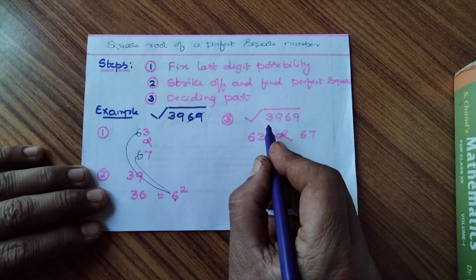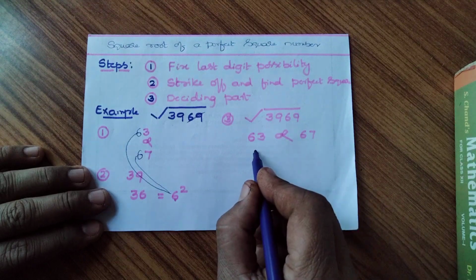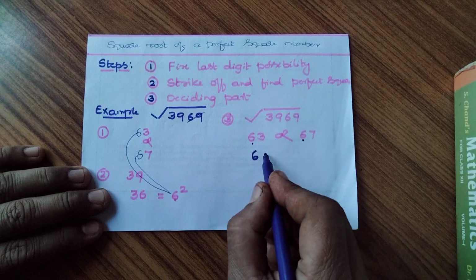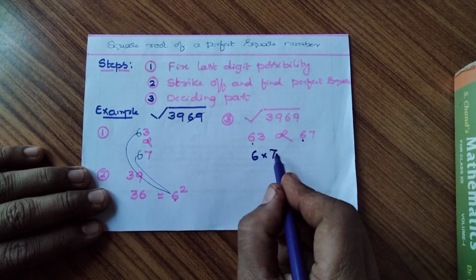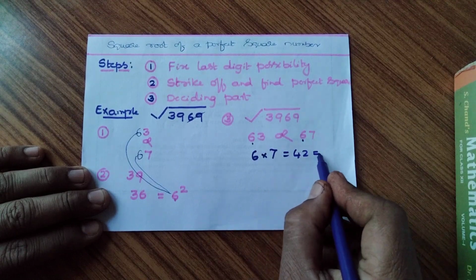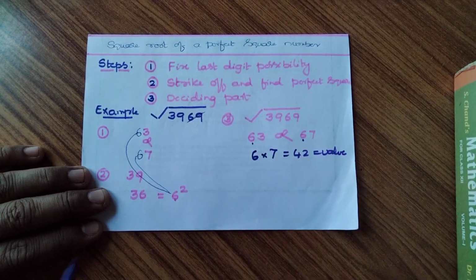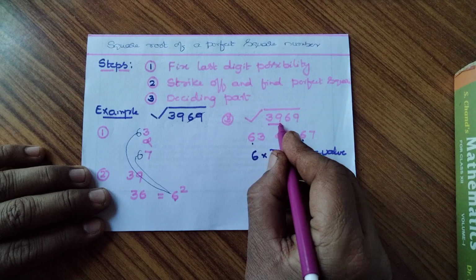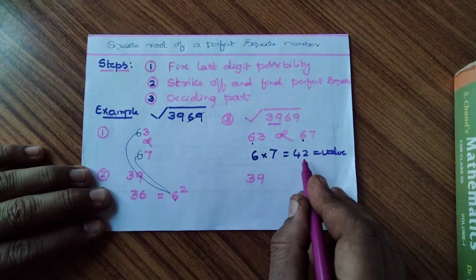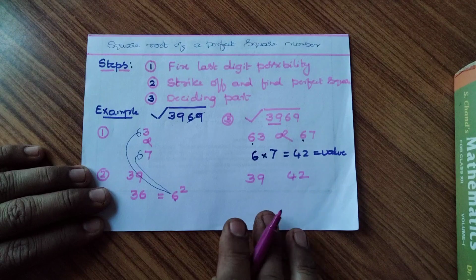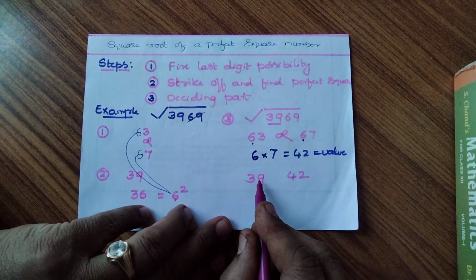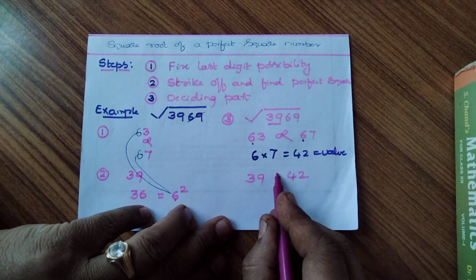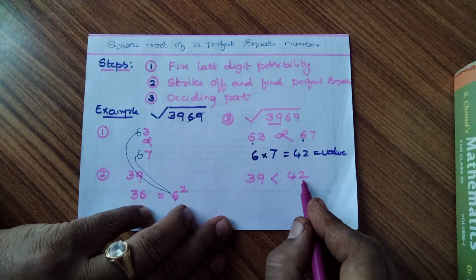To decide, we multiply this 6 with the next number, 7, which is equal to 42. I will call it the value. So now we have to compare 39 and this 42. This is a very important step. Observe here, the 39 in our number is less than the value 42.